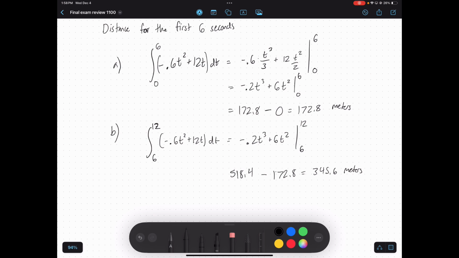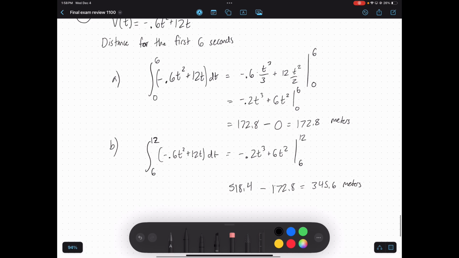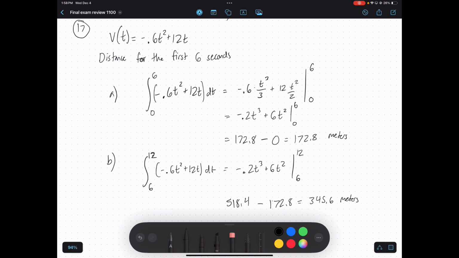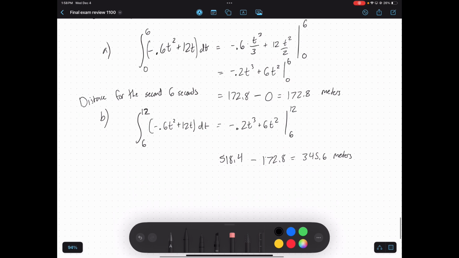Cool. Questions about this one? Questions about number 17? This is the distance for the second 6 seconds.